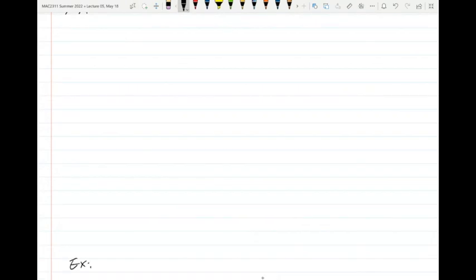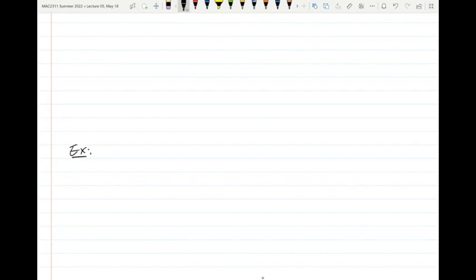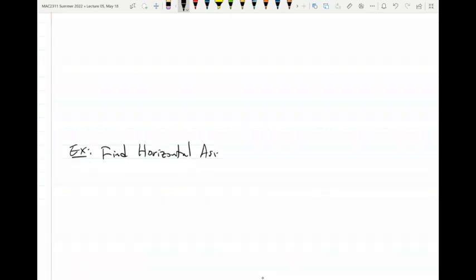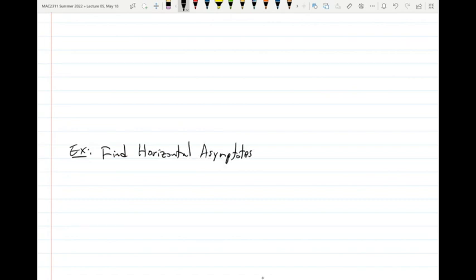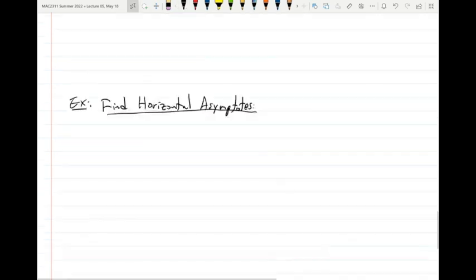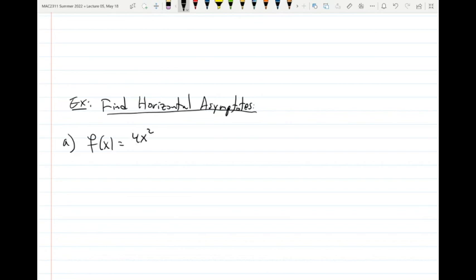And I want to do an example of finding horizontal asymptotes. So find horizontal asymptotes. And the function that I want is, let's see, 4x squared plus 3 over 7x squared minus 7. And then the other function is going to be 1 over 1 plus e to the negative x. Here we have 2 functions. Let's find the horizontal asymptote.